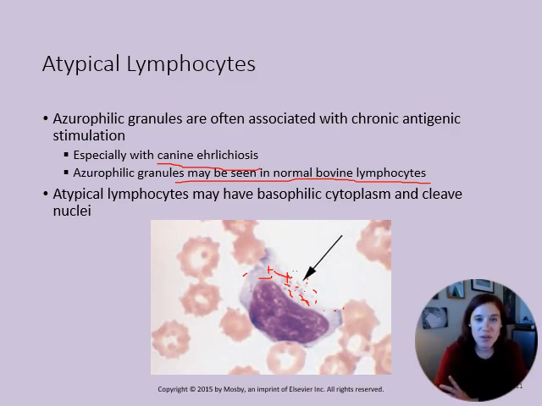These atypical lymphocytes can also have basophilic cytoplasm, and they can cleave onto the nuclei, where we don't have a lot of cytoplasm here, and it's rounding and forming with that nucleus, and it's a little bit darker in color, so that can be seen.